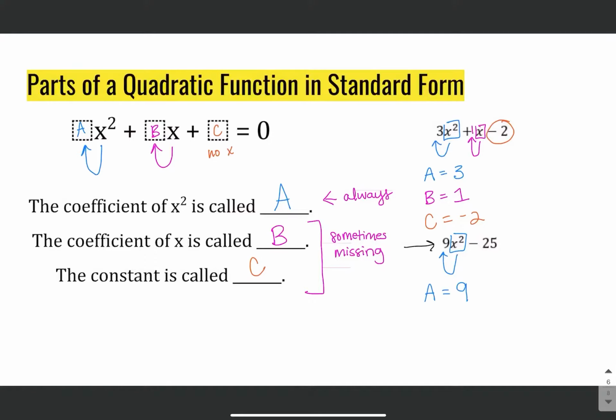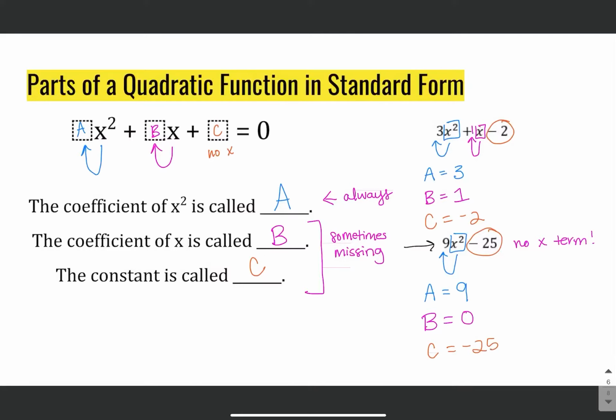Now I'm looking for my B. B is normally in front of x. But oh no, there's no x term. So what does it mean if there's no x term? That means my B is 0. Because again, if there's no B, then my B is literally 0. And that's okay, it happens. All right, let's look for C. C should be a number with no x value. I got it. Negative 25.